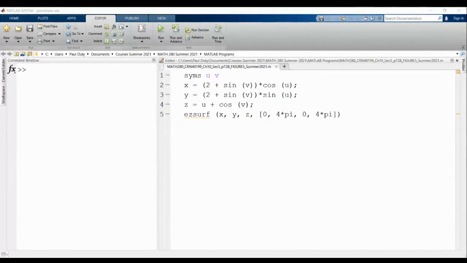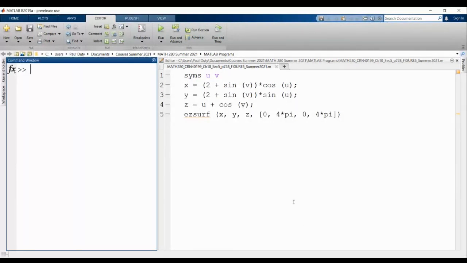This is figure 5 from example 2. And there we use the syms command for u and v, because those are our parameters. And I type in the 3 parametric equations for x, y, and z. And then I use an ezsurf command, as you see here. Maybe I can highlight it here.